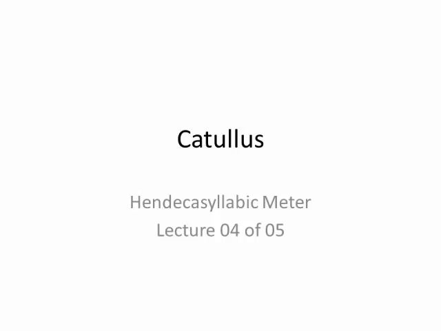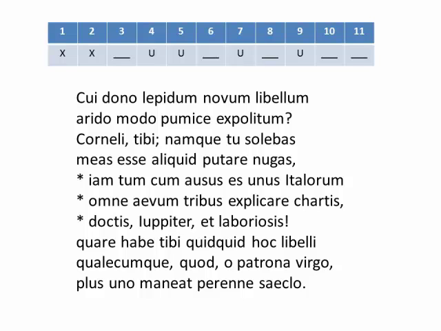Hello, we're back. We're looking at Hendecasyllabic meter. This is lecture 4 of 5. I gave you an assignment last time, so let's see how you did. I asked you to look at the 3 lines that were marked with the asterisks. Let's see what you have.